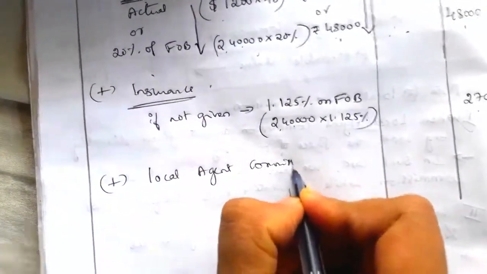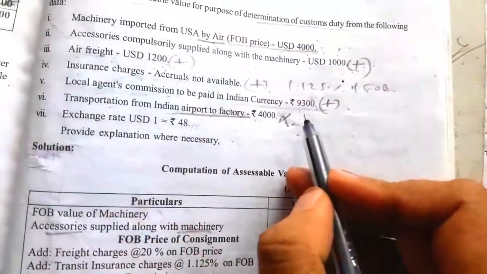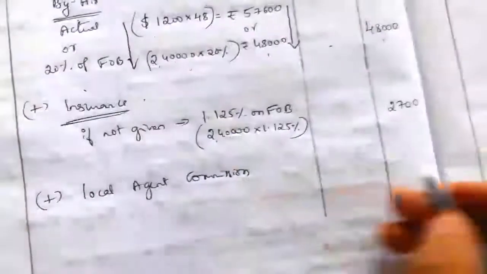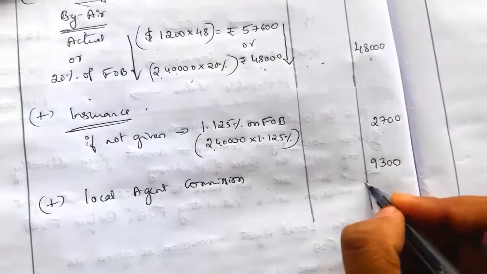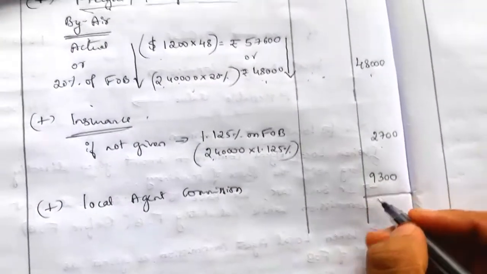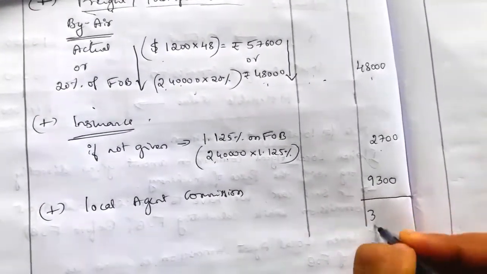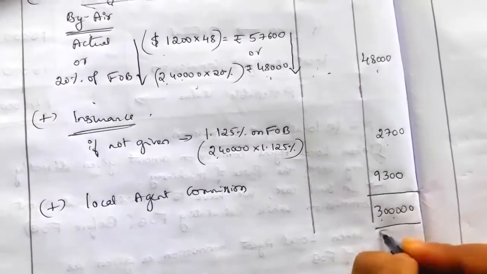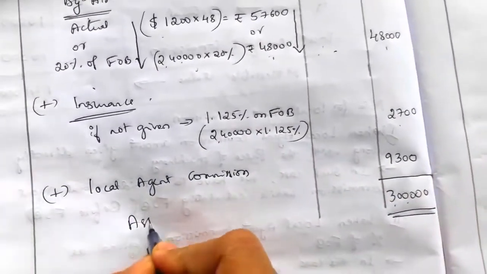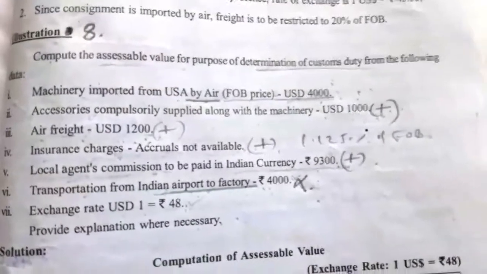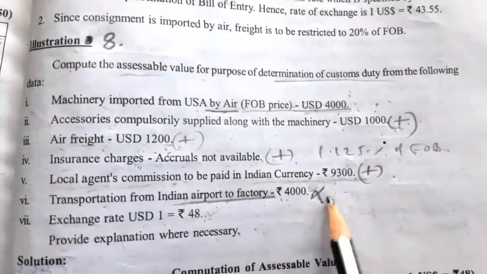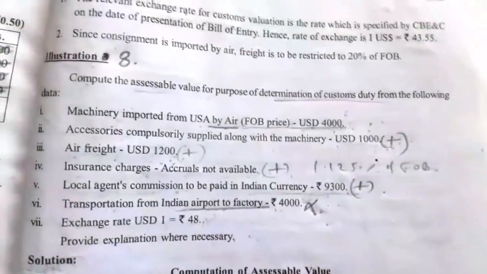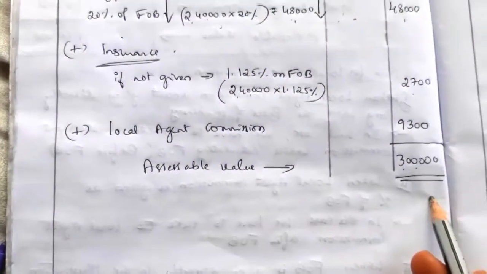Now we have to see how they have given the local agent commission. They have directly given it in Indian rupees, that is 9,300. You can take it directly in the rupee column. So now the total is 3 lakh, which is the assessable value. The transportation from Indian airport to factory is not considered. So everything is considered, and this is the assessable value of 3 lakh.